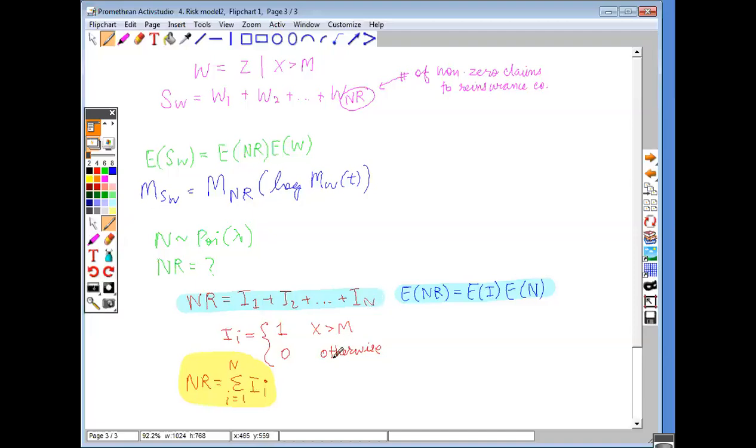But again, do we know anything about I? I only know that my II takes two values, either 1 or 0, depending on whether my X is greater than M or otherwise. So the very first thing that I care about is to figure out expectation of NR, which is going to help me figure out my expectation of SW, which is my end goal here. So I need to figure out expectation of I. How can I do that? Do we know what distribution I follows? Would you guys want to guess what should be the distribution for I here?